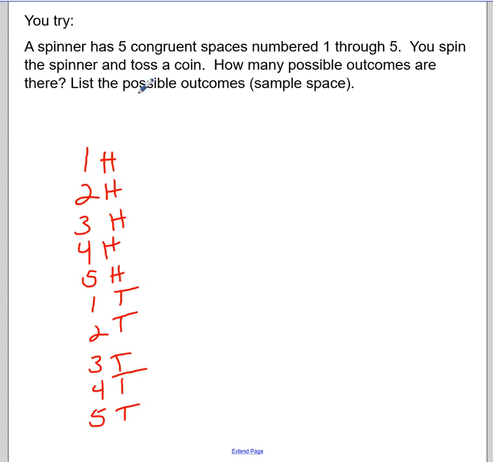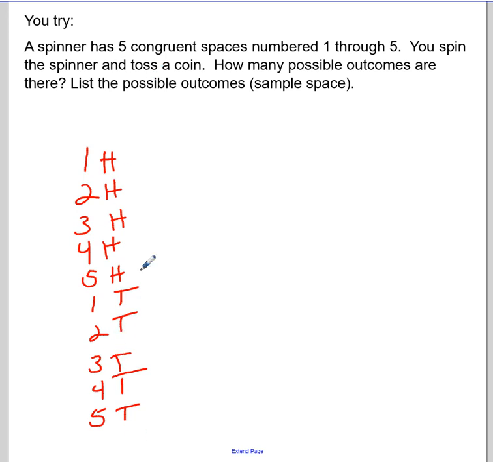All right, so hopefully you thought about this. The spinner has 5 congruent spaces, numbers 1 through 5. So those possible outcomes would be 1 through 5, right? You spin the spinner and then you toss a coin as well. Well, if you toss a coin, you could either get a head or a tail.